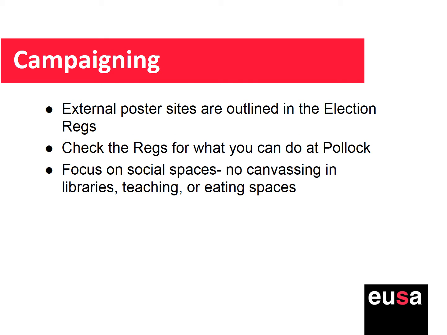There are specific areas where you're allowed to put posters, which are outlined in the election regulations. Please note that whilst you can use the lampposts around Bristow Square for posters, we've been specifically asked not to poster on the hoardings around the construction site. There are also specific rules about when and how you can campaign at Pollock, so it's also worth checking through these. It's important to avoid disturbing students who are studying, so there is no campaigning in libraries or teaching spaces. Concentrate on areas where students come to socialise. Your union buildings are great for this.